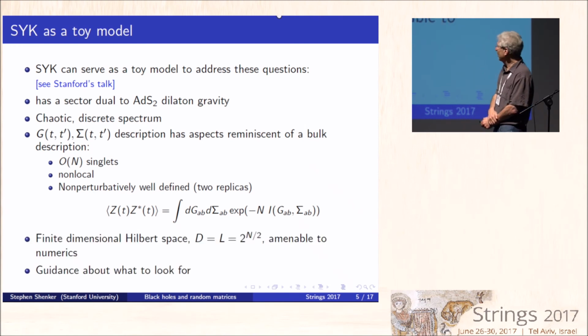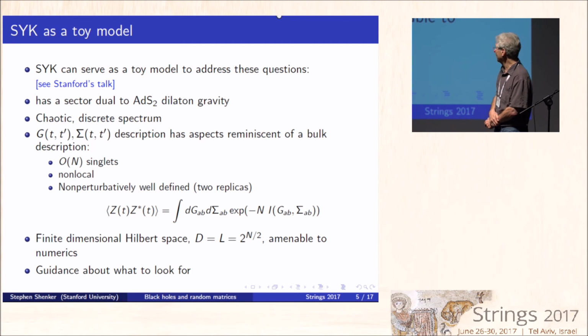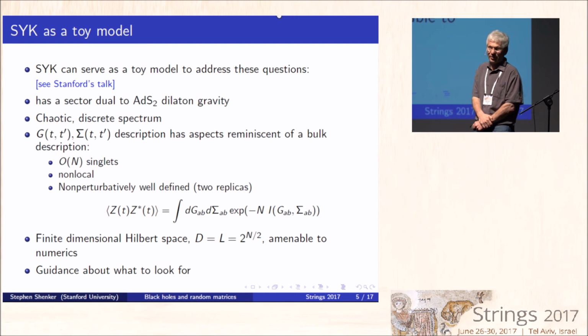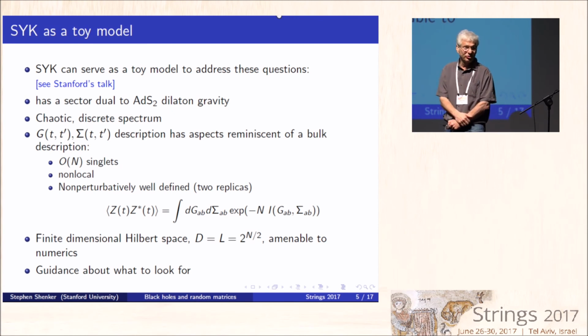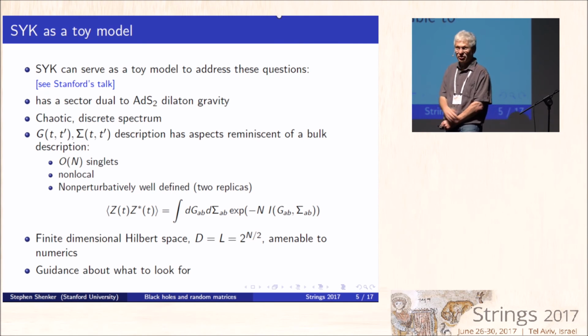In addition, this theory has a finite dimensional Hilbert space. The dimension is 2 to the N over 2. We'll call that L. And so it's amenable to numerics. And these have proven very valuable in giving us guidance about what to look for. Unfortunately, we're not yet in the situation of doing experiments in quantum gravity, so it's nice to be able to do computer experiments on toy models of quantum gravity. And that's some of what I'll talk about.